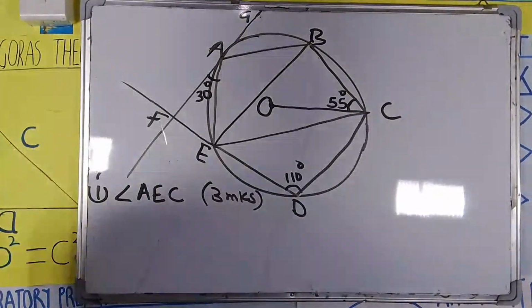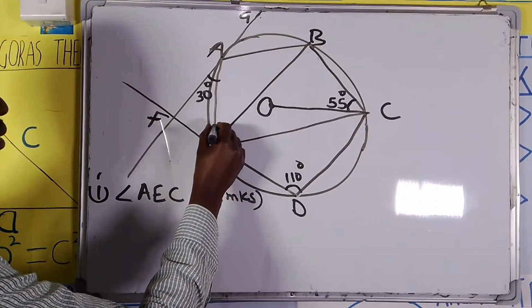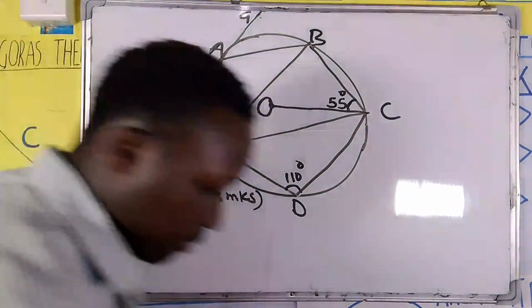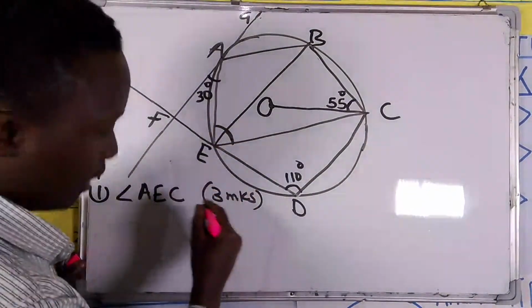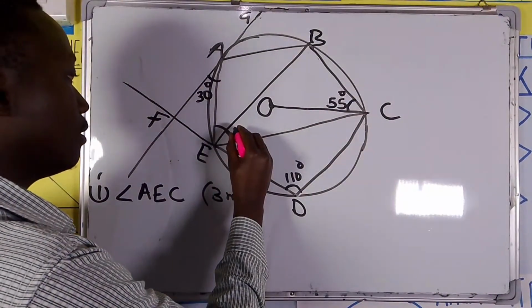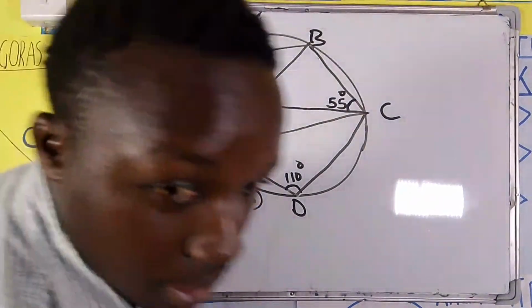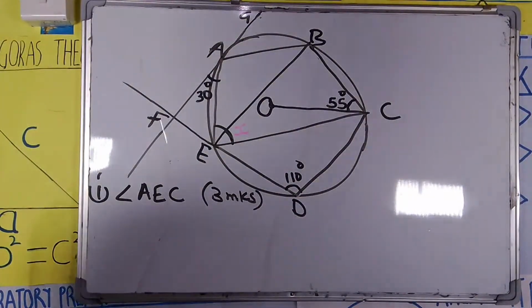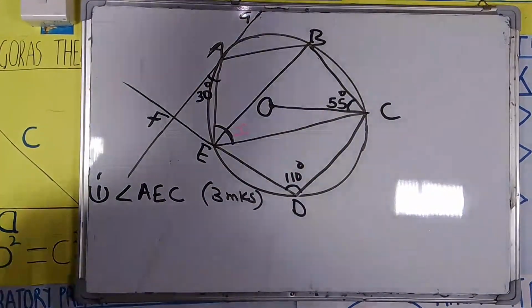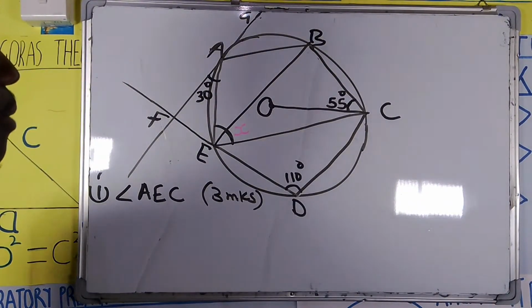AEC is the whole of this angle. Let's mark it with a highlighter. You can say it is that angle which is X. AEC. So tutaenda tu polepole. Polepole ndio mwendo.